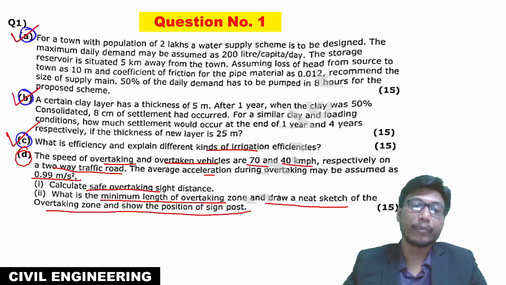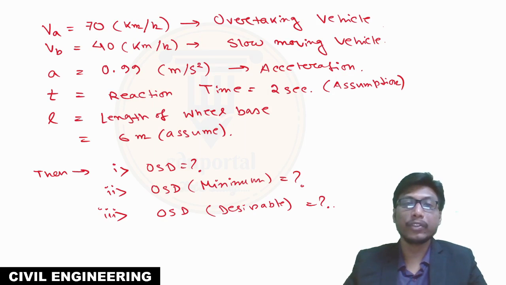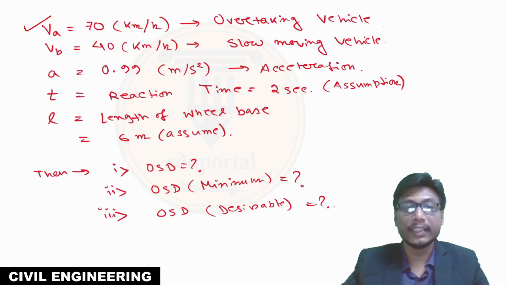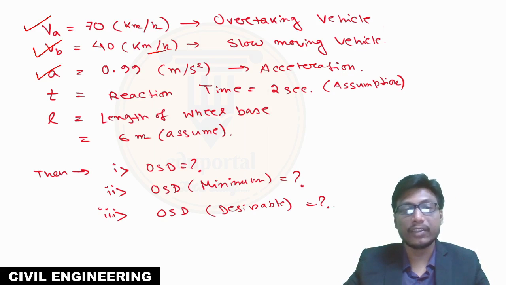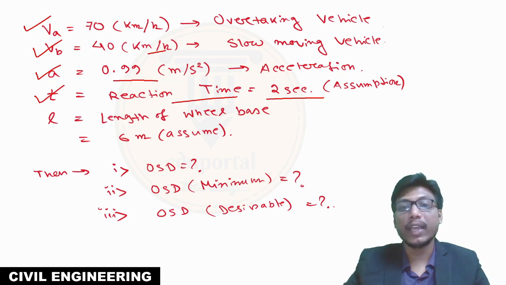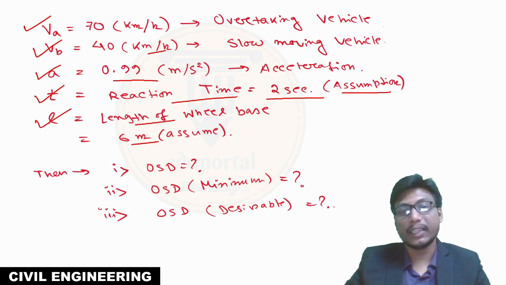Okay, so it's a very good question, and I hope you have read the theory of this overtaking sight distance. So let's solve the question. So first of all, what the question is saying: VA is the velocity of the overtaking vehicle, that is 70 km per hour. VB is the velocity of the slowly moving vehicle, it is given 40 km per hour. A is the acceleration, it is given 0.99 meter per second square. T is the reaction time, we assume it as 2 seconds. L is the length of wheelbase, 6 meter, we also assume.